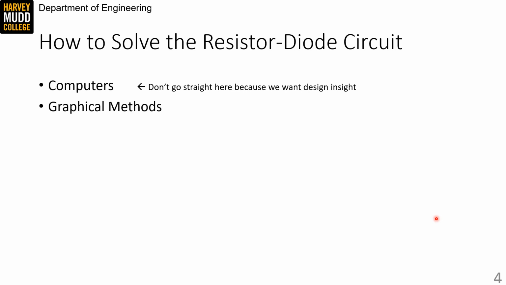Graphical solution methods are kind of the opposite of computer methods in some ways. They're great for humans to pick up intuition, but they won't give us particularly accurate answers. We can also make simple approximations of the diode curve that make math much easier.